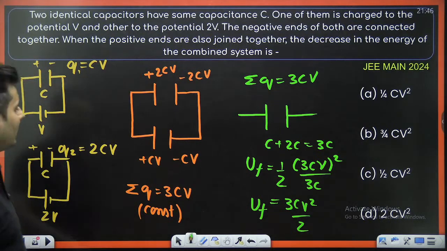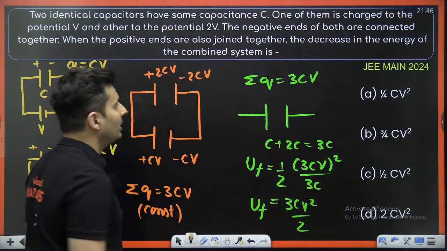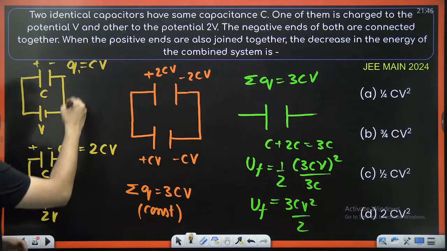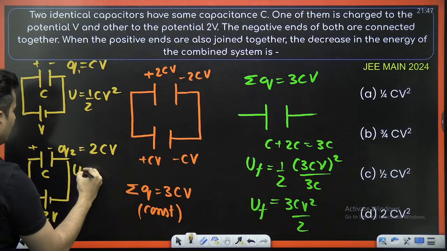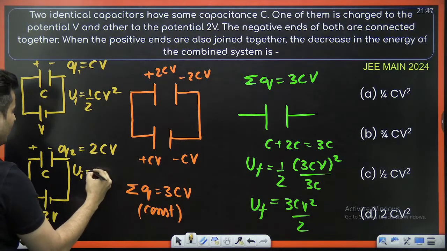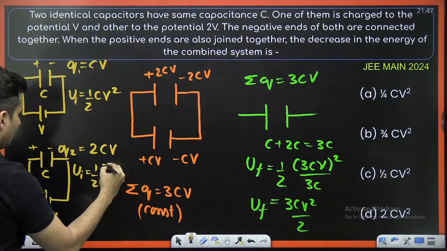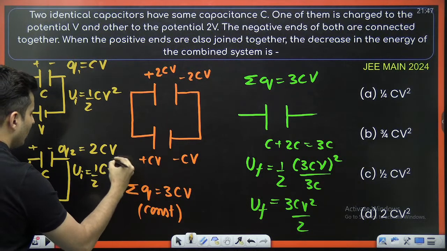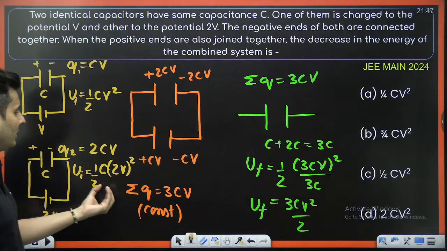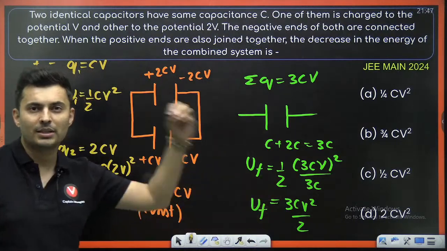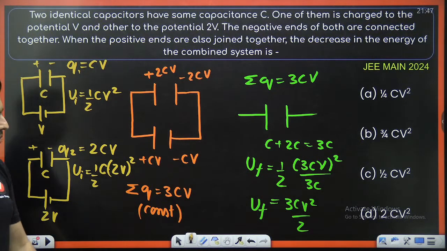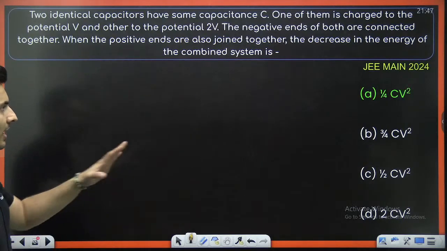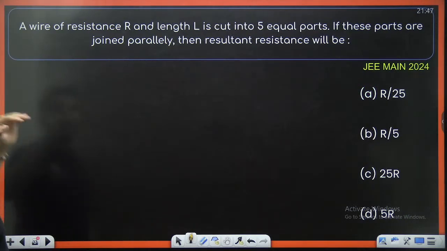Then check out the initial energy. Here the initial energy will be half CV square. Here the initial energy of this capacitor will be half C into 2V whole square. You know the initial energy, you know the final energy. Find the difference, you get the answer. Got it? That's how these questions are meant to be solved. This was asked in this particular year itself.